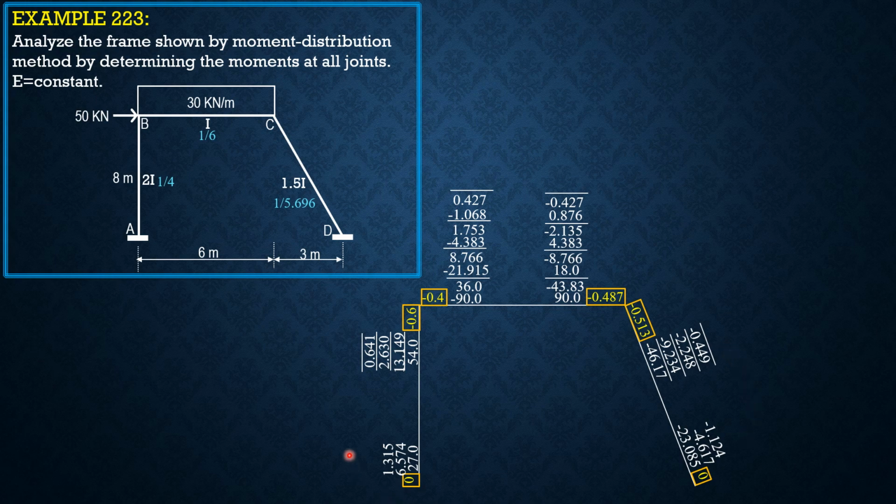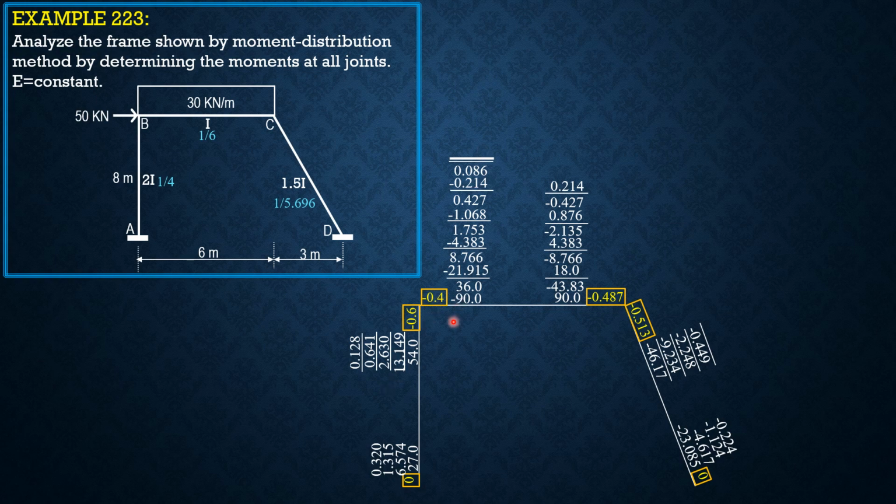Then 0, 0. Half of 0, 0, half of 0.641, 0.32, half of negative 0.427, negative 0.214, half of 0.427, 0.214, 0 here, half of negative 0.449, negative 0.224. So distribute negative 0.214 times negative 0.4, 0.086, negative 0.214 times negative 0.6.